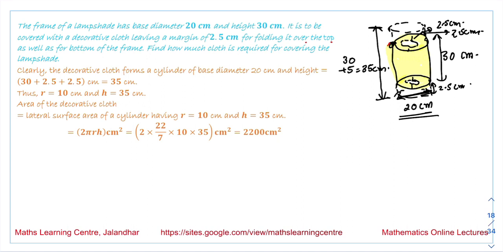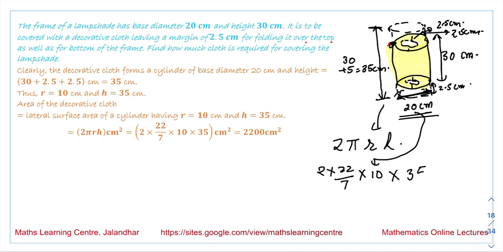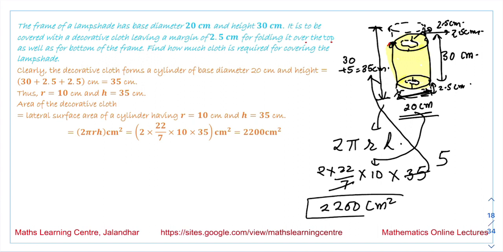What we have to find is the amount of the total cloth for covering the lampshade. So the total cloth means we are talking about the lateral surface area of the cylinder, which is 2 pi r h. So it is 2 into 22 by 7, radius 10 centimeter, and height 35. So these two get cancelled, and the answer we get is 2200 centimeter square. This is the amount of cloth required for covering the lampshade.